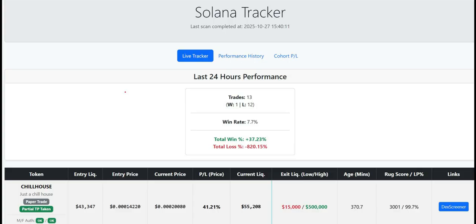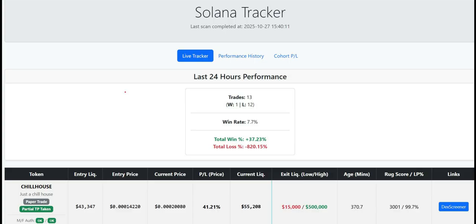Entry liquidity and entry price show the token's liquidity and price at the moment the tool first identified it as a potential opportunity. Current price and PL price show you the live price and the current potential profit or loss in real time. Here, the signal is up 39.73%. Current liquidity is a key metric. Notice it's highlighted. The strategy is heavily based on liquidity, and we can see it's currently at over $54,000.